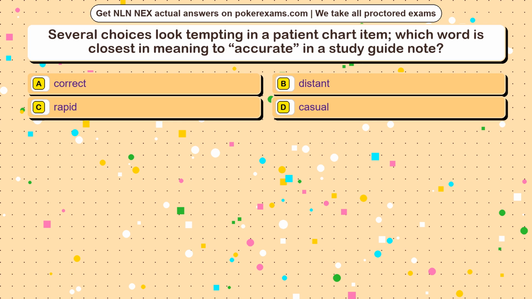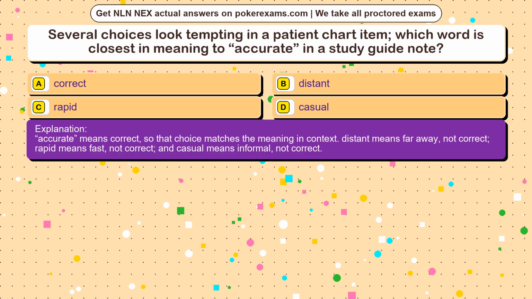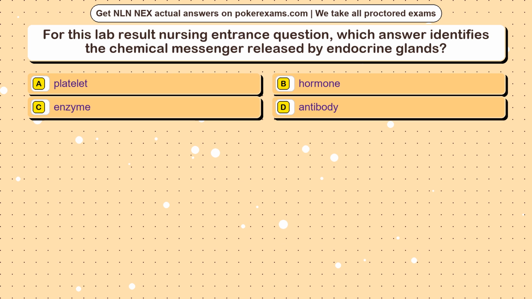The correct answer is option. Accurate means correct, so that choice matches the meaning in context. Distant means far away, not correct. Rapid means fast, not correct. And casual means informal, not correct. Question 13. For this lab result nursing entrance question, which answer identifies the chemical messenger released by endocrine glands?